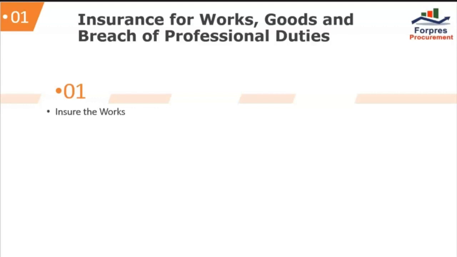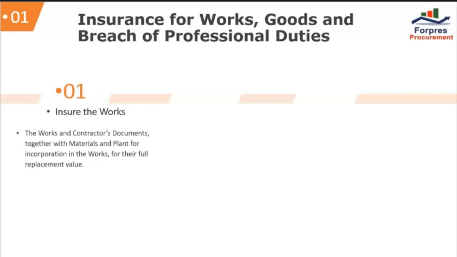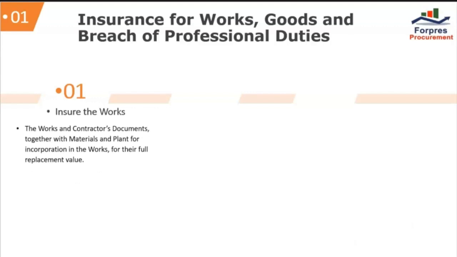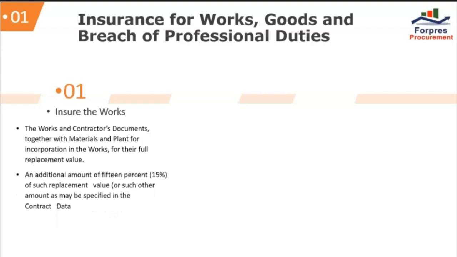The insurance cover must include the works and contractor's documents, together with materials and plant for incorporation in the works for their full replacement value. And to that, add an additional amount of 15% of such replacement value or such other amount as may be specified in the contract data to cover any additional cost incidental to the rectification of loss or damage, including professional fees and the cost of demolition and removal of debris.